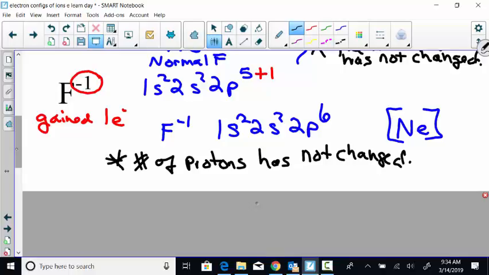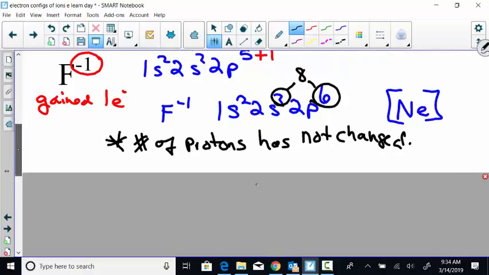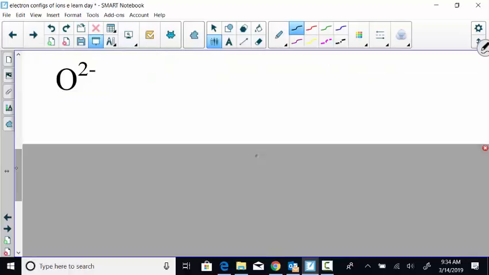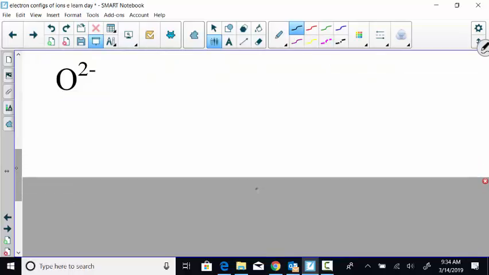And then do we have our octet configuration? Sure. We have 2 electrons and 6 electrons. That is 8 electrons. So our octet configuration has not changed. Okay. Let's just keep going here and look at some others.